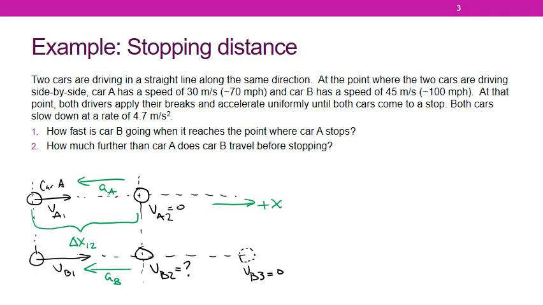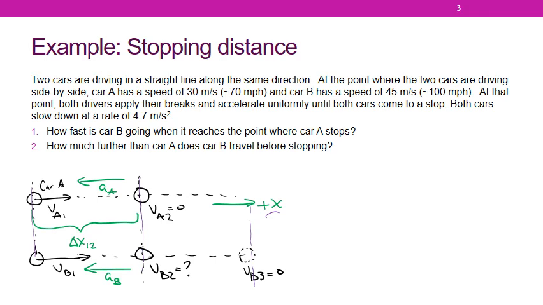So here you can see the way that I've drawn my picture and begun to label it. I gave myself a coordinate axis, saying to the right is positive x. I also have labeled my velocities at the 3 different points that are important: where the two cars begin to brake, where car A comes to a stop, and where car B comes to a stop.